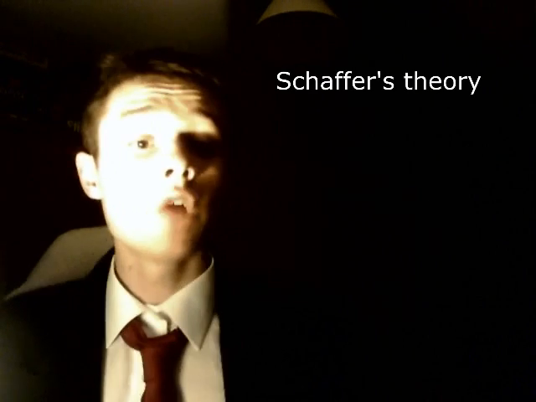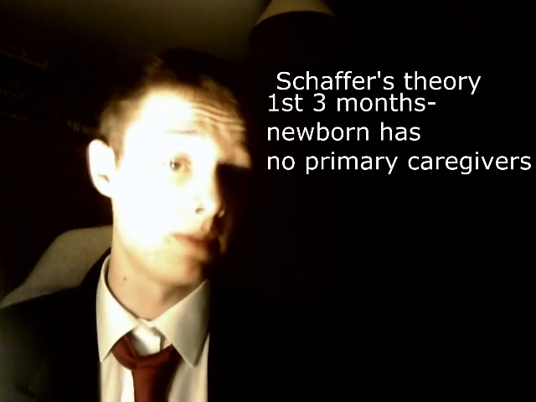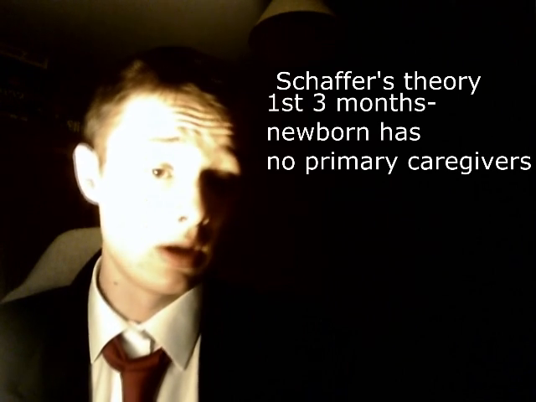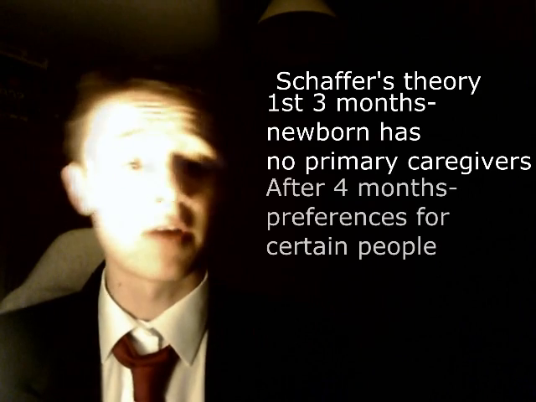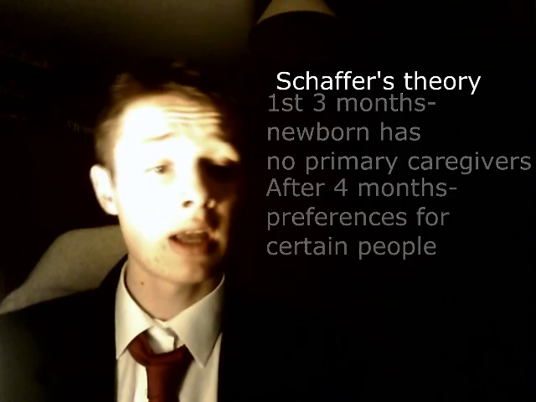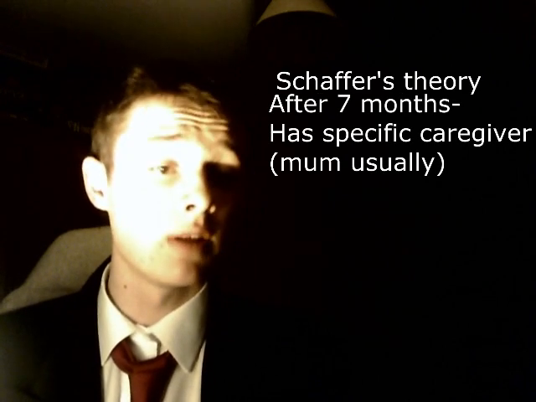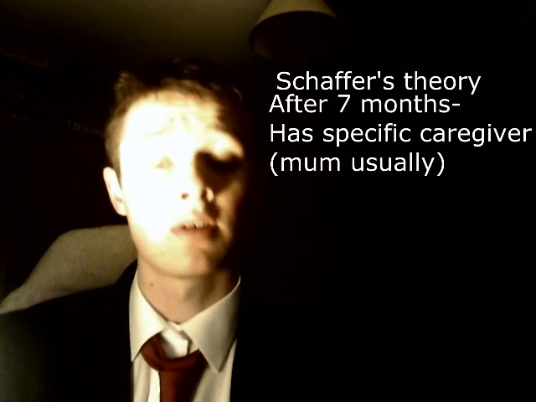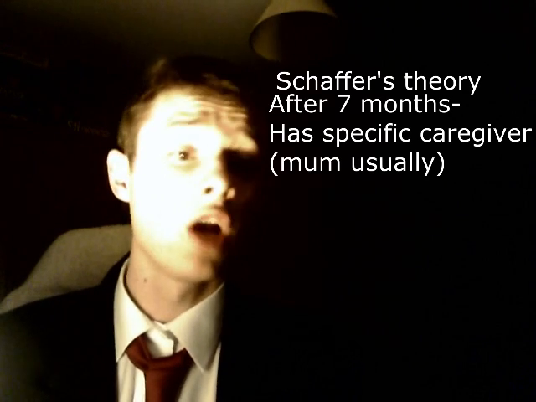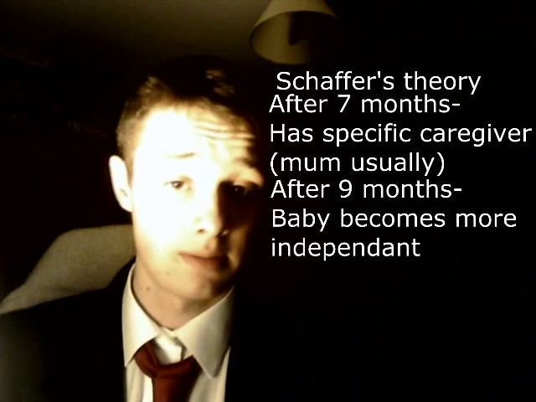Although not part of the course, Schaffer's theory looks into a baby's development of attachment. It goes as follows. In the first 3 months of age, the newborn will attach itself to anyone. It has no preferences. After 4 months, it starts to gain preferences for certain people, learning to distinguish between primary and secondary caregivers. After 7 months, it will attach itself to one person, usually the mother, and it shows all of the aforementioned attachment factors. And after 9 months, the baby begins to form several attachments, as it becomes more independent.